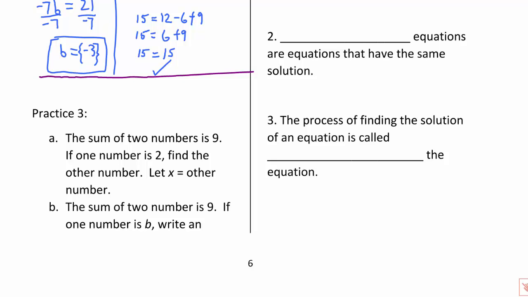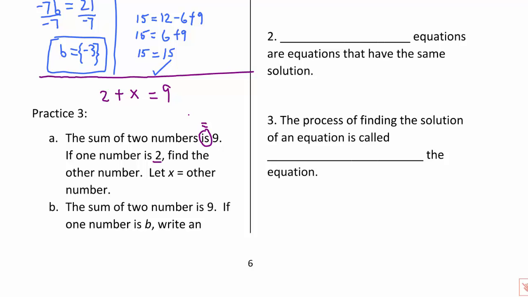Now we don't have much room here, so I'm using a different color to differentiate between blue and the previous example here. So we have the sum of two numbers is 9. So a number plus another number is equal to 9. Anytime you see is, that's an equal sign. So sum means addition. How many of them? 2. If one number is 2, I'm going to put a 2 right there, find the other number. And it says let x equal the other number. So we have here 2 plus x equals 9.